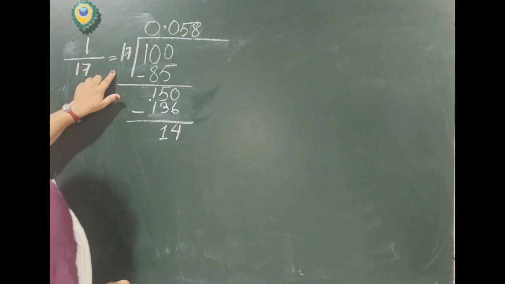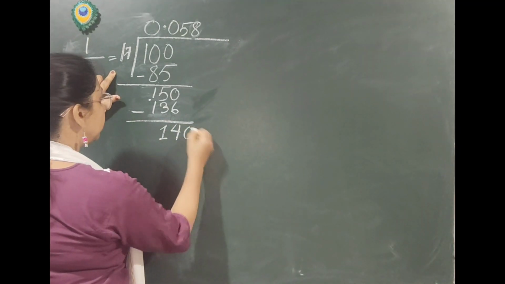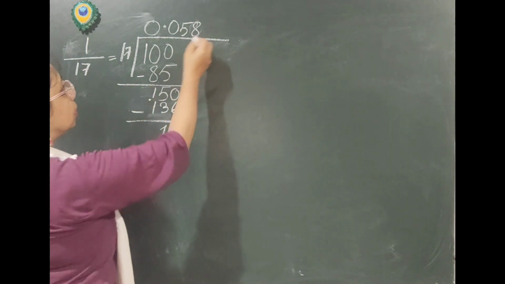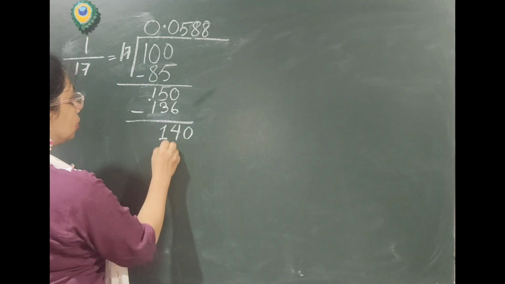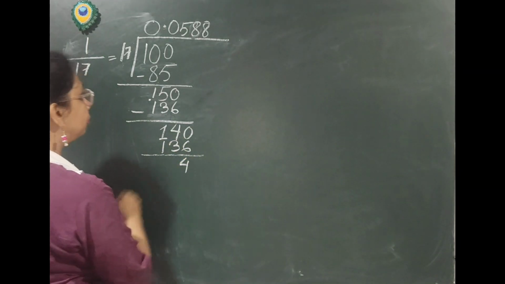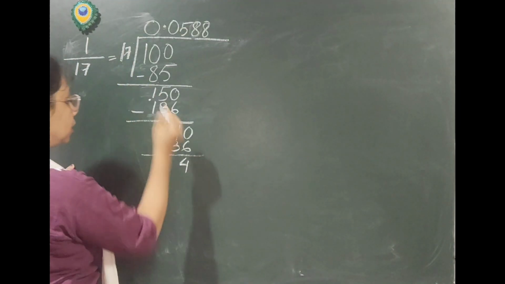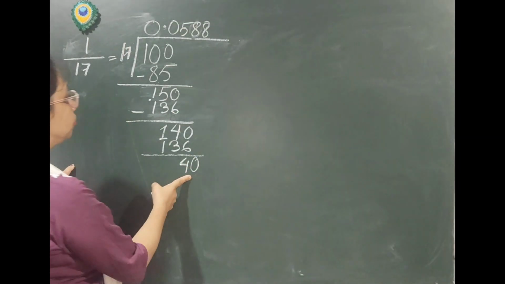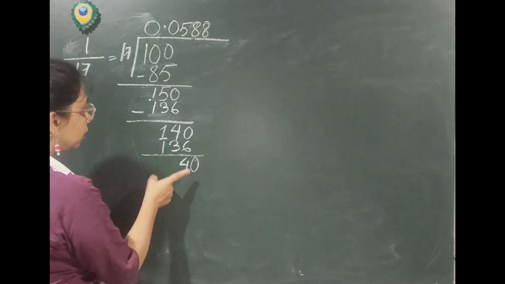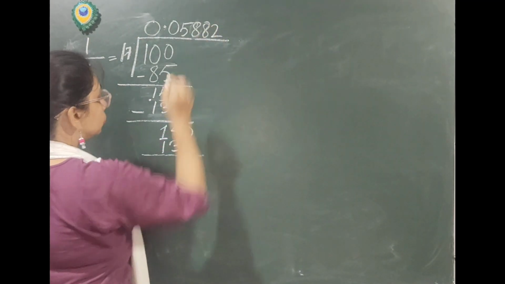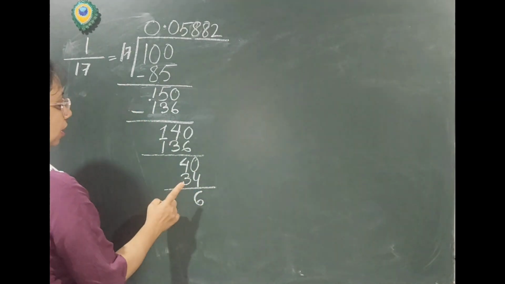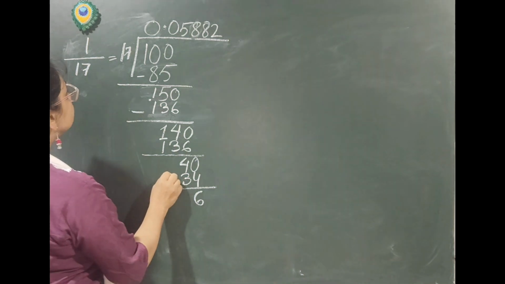Again 14 is less than 17, so we can bring one more 0. Now 140 is very close to 136. Again 17 eights are 136. Let us again subtract. Then we will get 4 here. 4 is less than 17, so let us take a 0. Every time we are borrowing 0 from this decimal point. Now we get 40. So 17 twos are 34. We get 6 again.